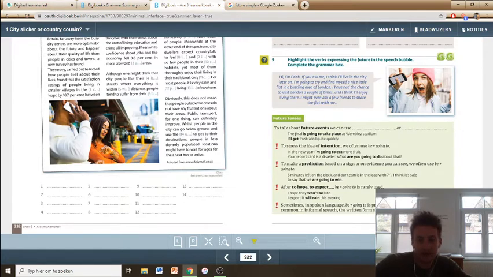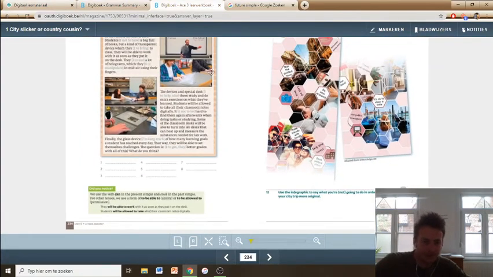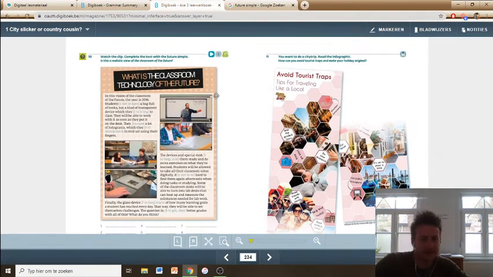If you filled this in, and it's quite easy, you know what you have to fill in here and here, now you can also try to highlight the verbs expressing the future in the speech bubble. That's over here, and I can already tell you that you need to highlight 3 things there. Okay, so that can be a help already. Let's continue. Of course, you get an exercise on this, guys.